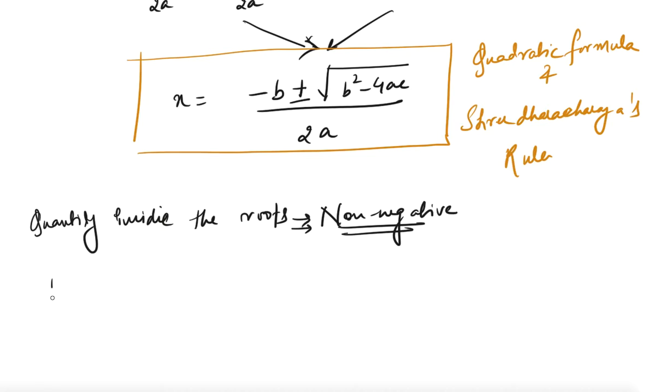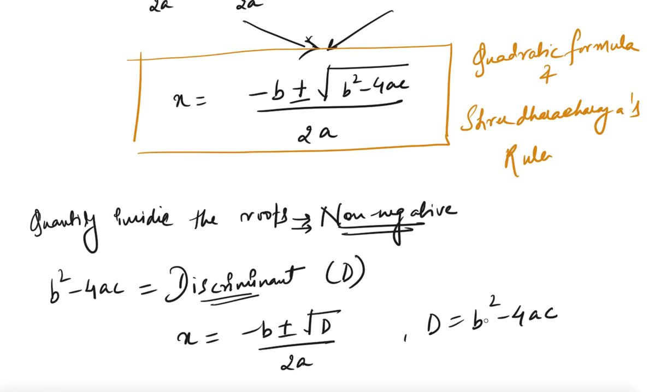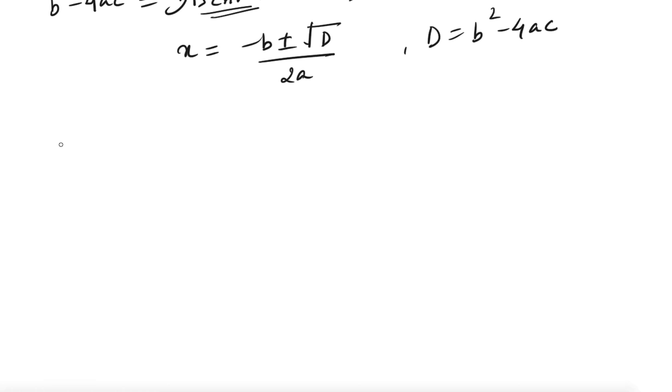This quantity written inside the root, b² − 4ac, is known as the discriminant, denoted by capital D. So I can write the same formula as x = (−b ± √D)/2a, where D = b² − 4ac. We'll see about D later on in the coming videos, that is nature of roots. As of now, we'll just concentrate on the formula. Let us now see some examples in which it will be clear how to apply this formula.